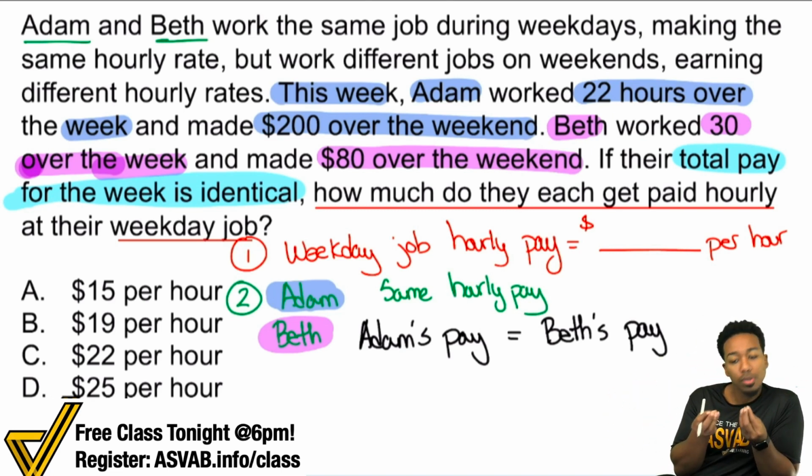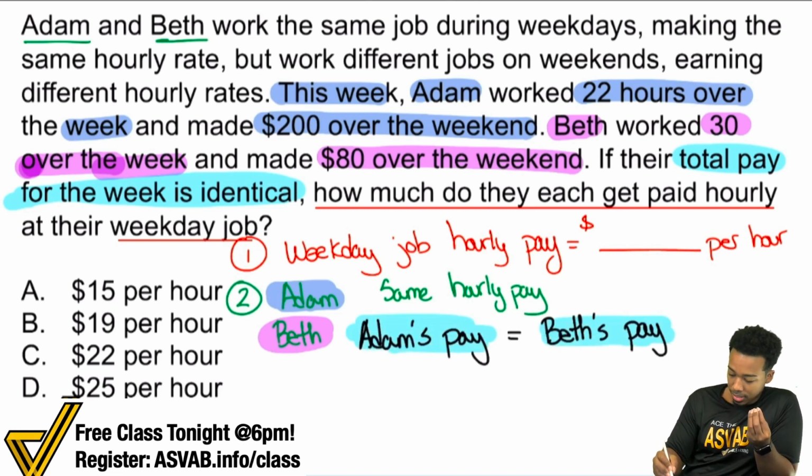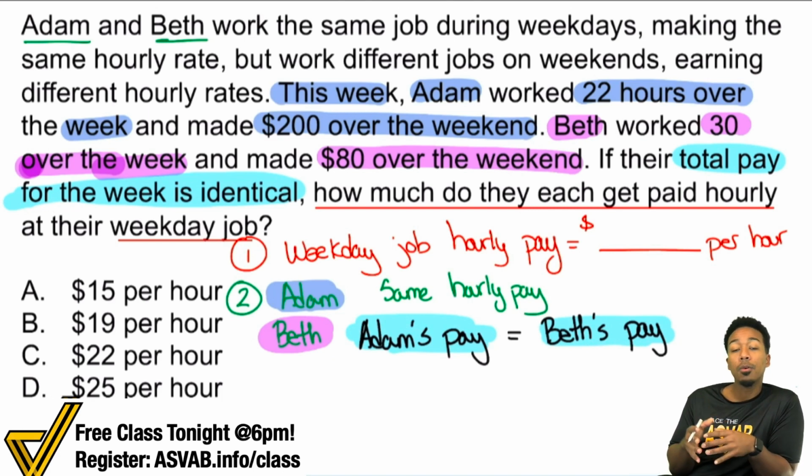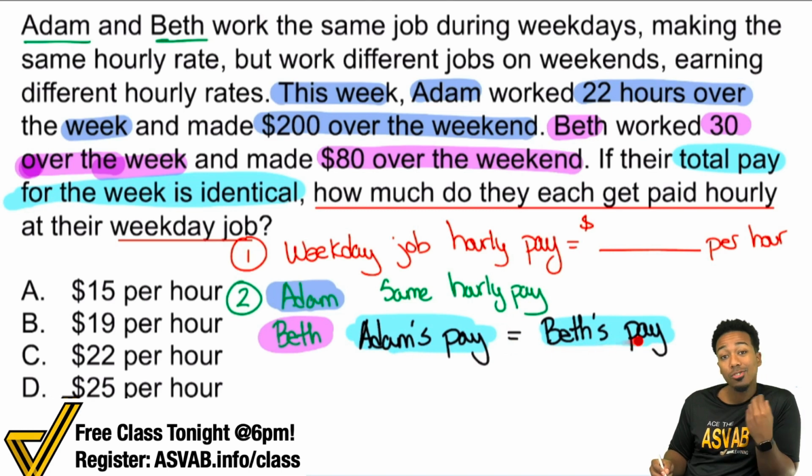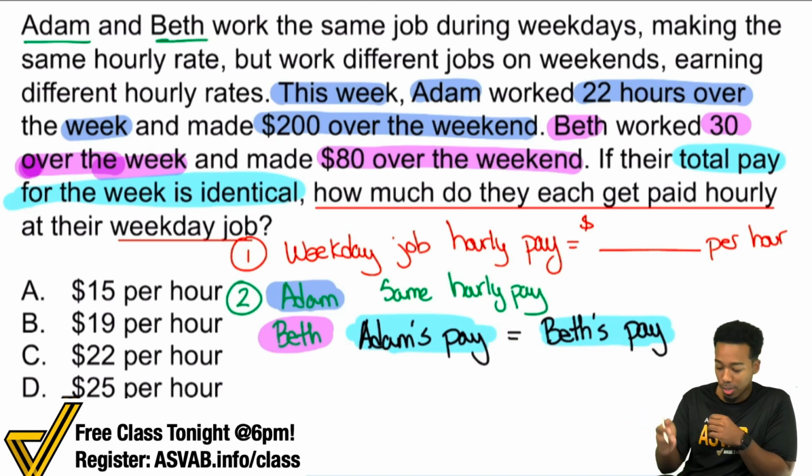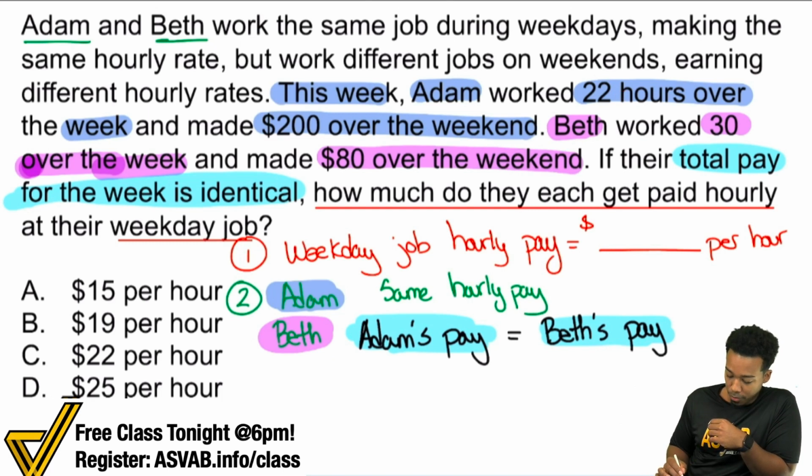How can we use that to our advantage? So I'm going to highlight that again, because that's really, really important. The reason I'm going to highlight that is because when we build our equation to solve this, the great thing is that we know that if we set up Adam's total pay, we can set it equal to Beth's total pay because they were paid the same amount of total money. Now we're going to use the clues in blue and purple. Blue for Adam, purple for Beth. And we're going to add everything in there. We're going to put all these numbers together.